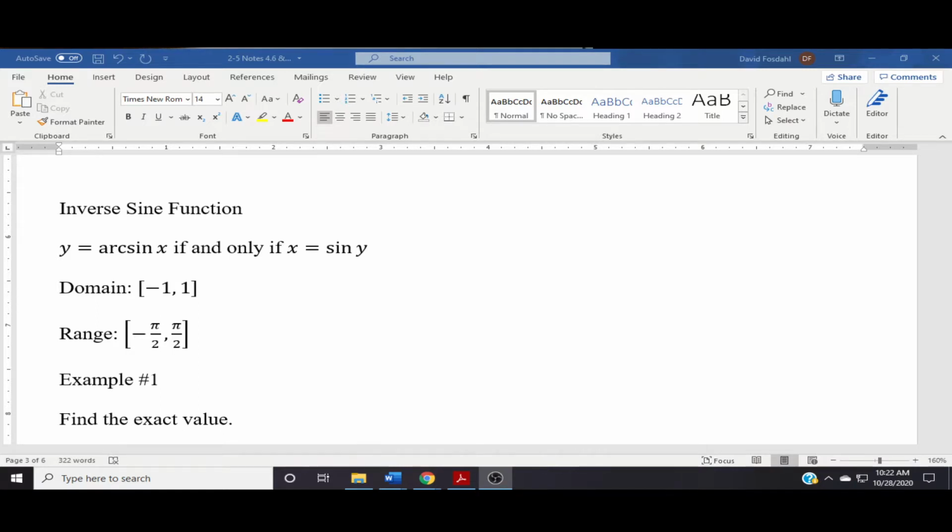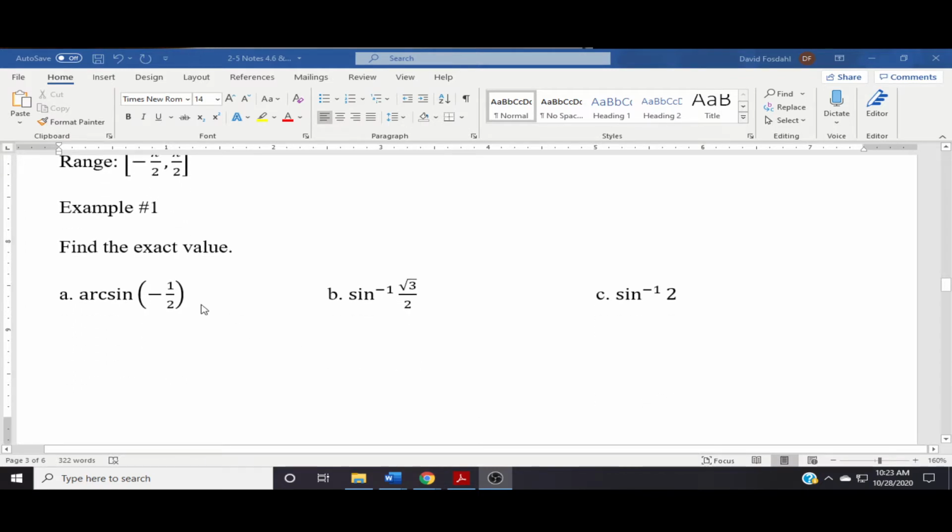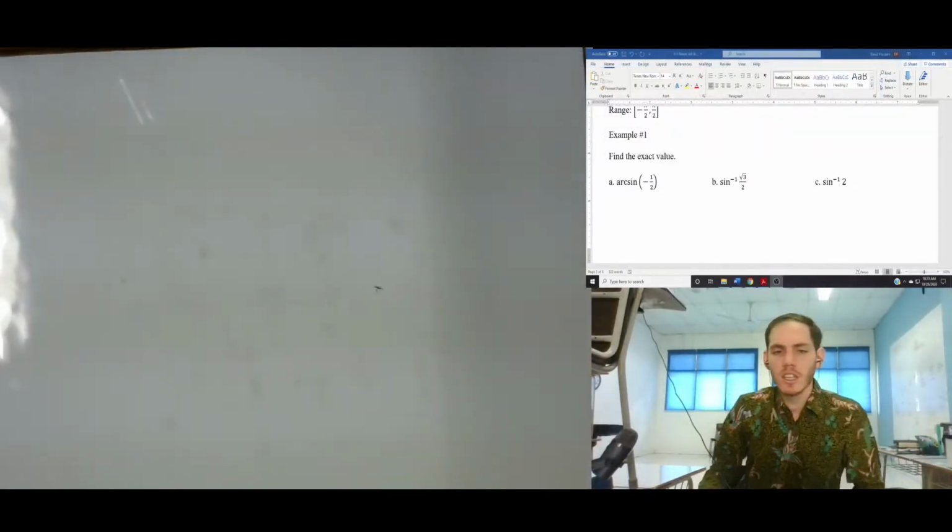So if there's a value, arc sine of x equals y if and only if x equals sine of y. Basically, they need to be inverses. So arc sine of -1/2, sine inverse of root 3 over 2, sine inverse of 2. These are all identical concepts. Inverse does mean this sine to the -1 right here. So let's transition.